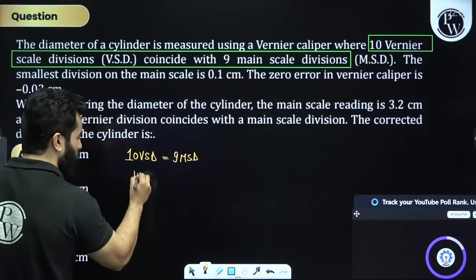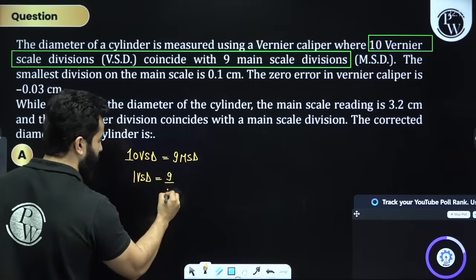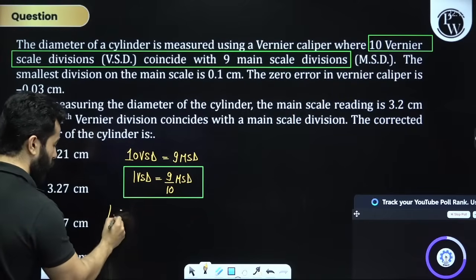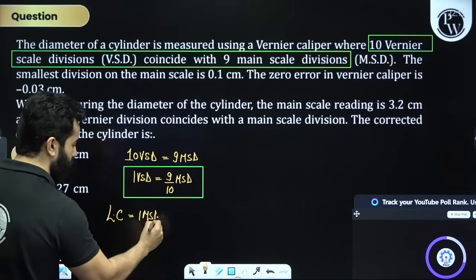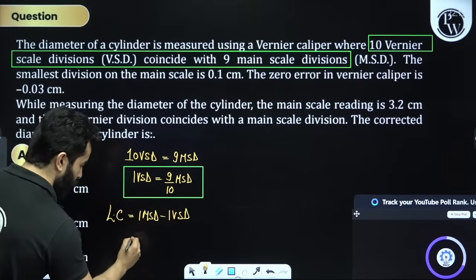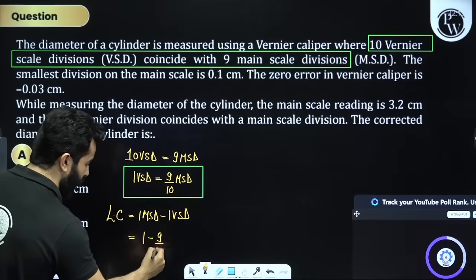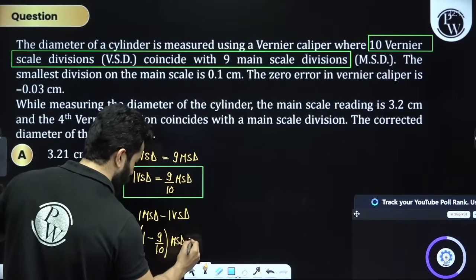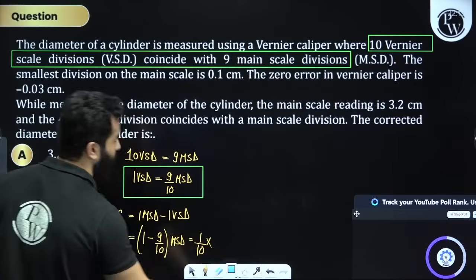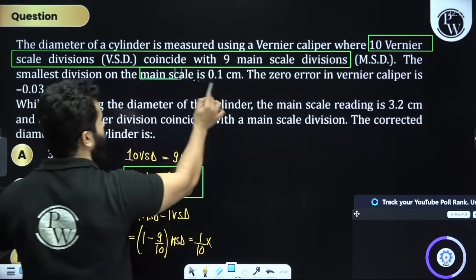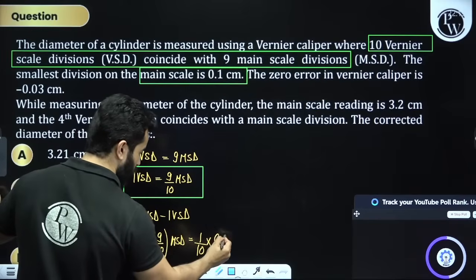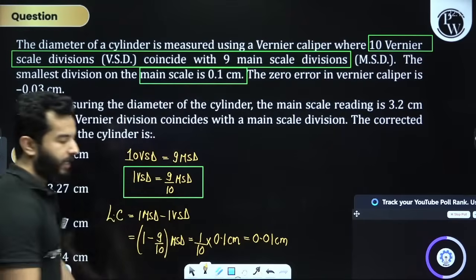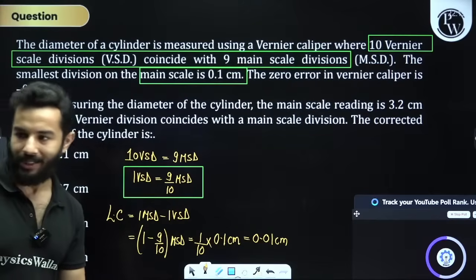Quickly we can write down, that means 1 VSD is 9 by 10 MSD. From this I can find out least count. So least count will be, obviously we know, 1 MSD minus 1 VSD, which means 1 minus 9 by 10 multiplied by MSD, or 1 by 10 multiplied by MSD. And by the way, what is 1 MSD? One main scale division is 0.1 centimeter. So least count will come out to be 0.01 centimeter.